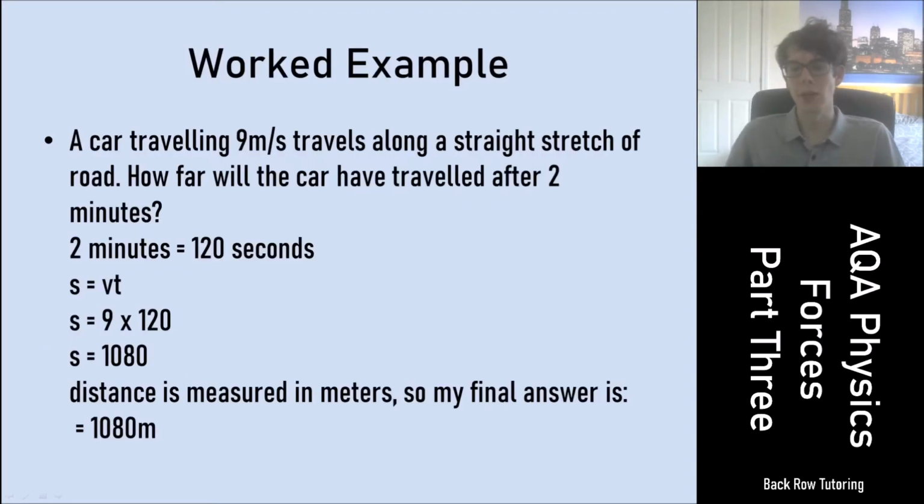Let's have a look at a worked example. A car travelling 9 meters per second travels along a straight stretch of road. How far will the car have travelled after 2 minutes? Well, firstly, we need to convert our units. We have in the question 2 minutes. Well, 2 minutes, that's 120 seconds. S is equal to Vt. So our distance travelled is equal to 9, because that's the speed, 9 meters per second, multiplied by 120, because that's our time. So our distance travelled is 1080. Distance is measured in meters, so my final answer is 1080 meters.